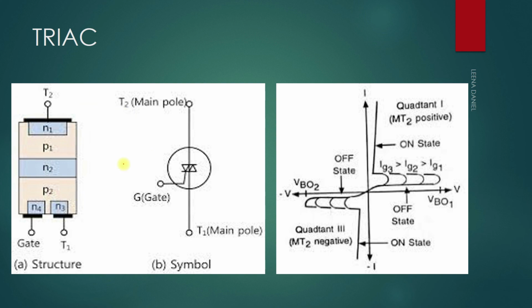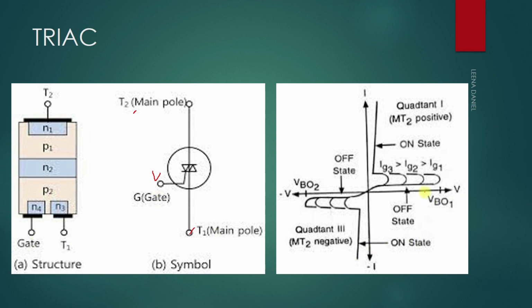Triac has a similar construction to the diac, but here one gate terminal is given. Here also there are two terminals, main terminal 1 and main terminal 2, and the third terminal is the gate, through which in both directions it is also a bidirectional device. It works as a diac, but it has a gate terminal.